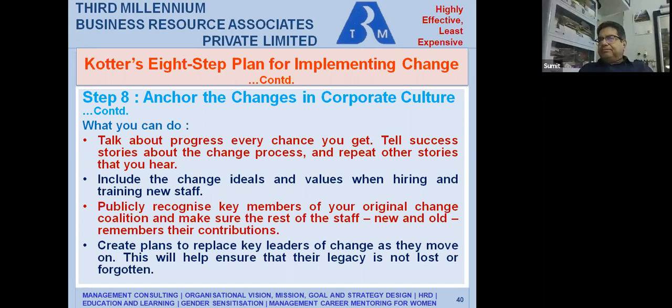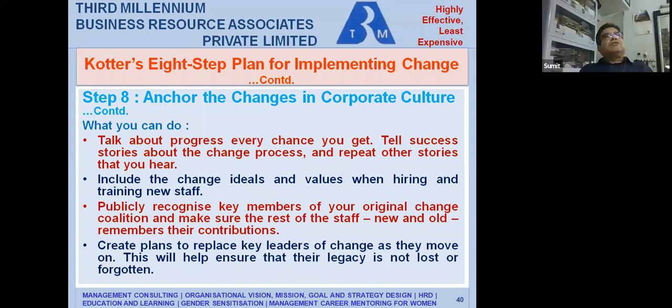Create plans to replace key leaders of change as they move on. So ensure if somebody has helped you to achieve this, they have also got aspirations. So move them to higher positions of responsibility and let new leaders take it. This will help ensure that their legacy is not lost or forgotten.